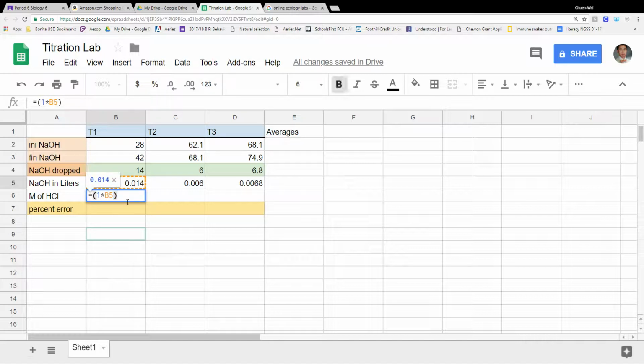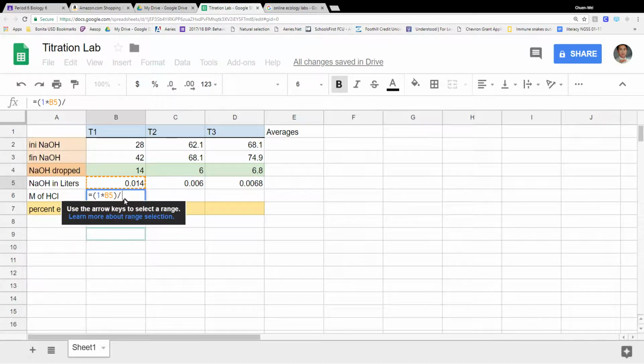And then we're going to divide it by the volume of the acid that we put into our setup. And for us, if you don't remember, we put in 20 mL, in which case, if I put that into liters, it's going to be 0.02. Done. Okay?